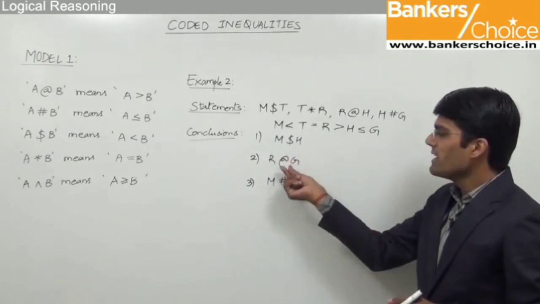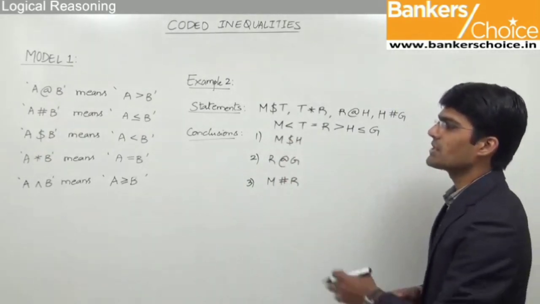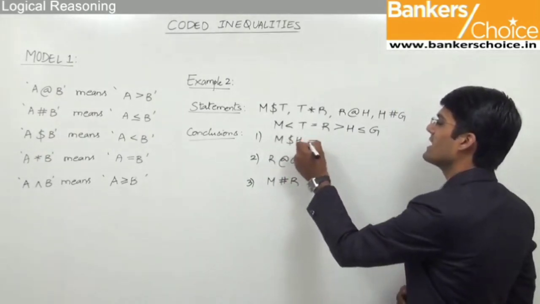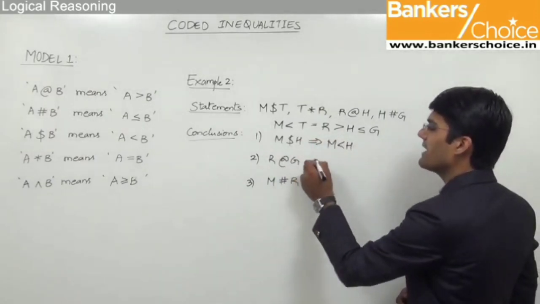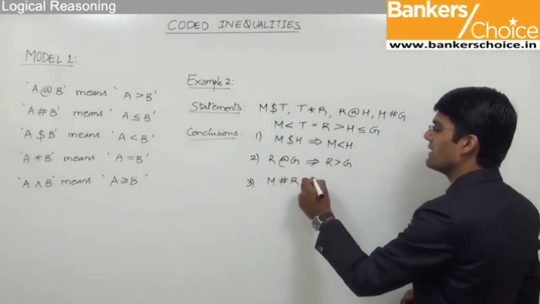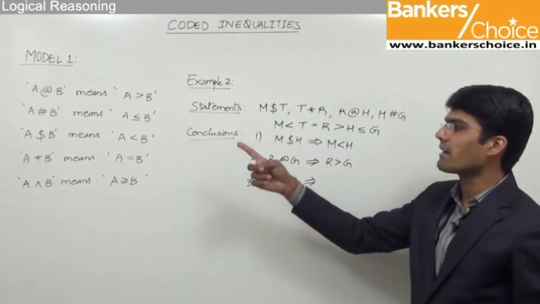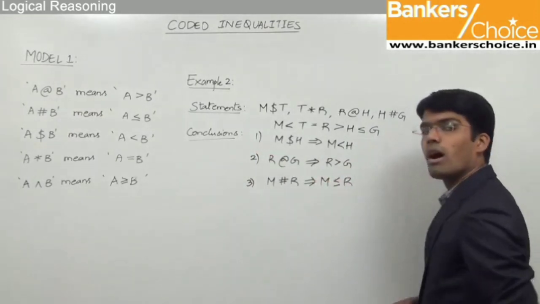Let us now try to replace the symbols in all these conclusions. The first one here is M$H. Dollar is nothing but less than. So we can say M less than H. The second one is R@G. At the rate is greater than. So we can say R greater than G. And the third one is M#R. Hash means less than or equal to. So we can say M less than or equal to R.